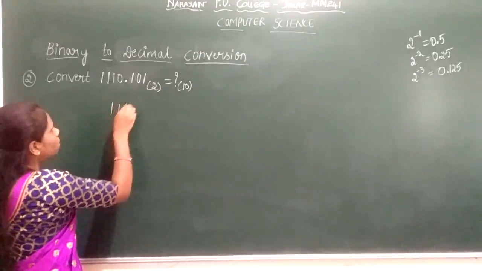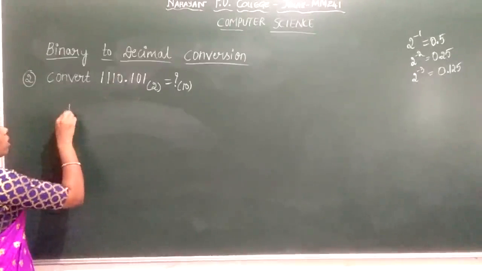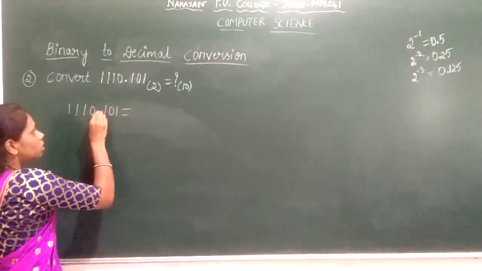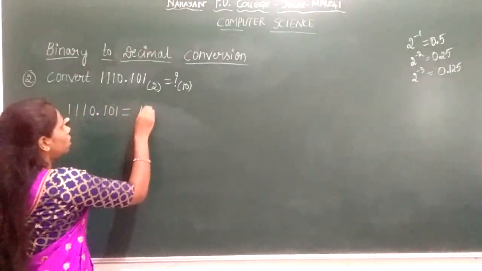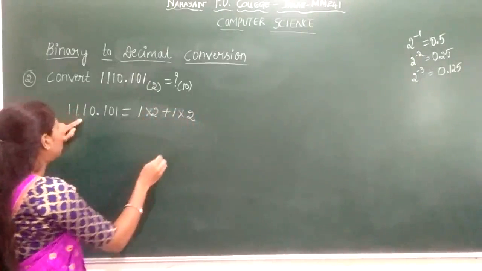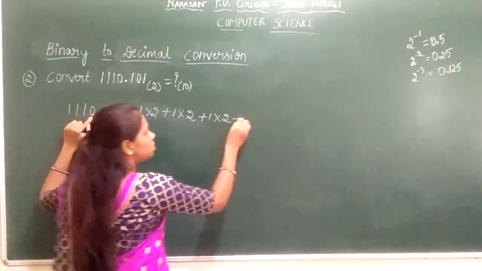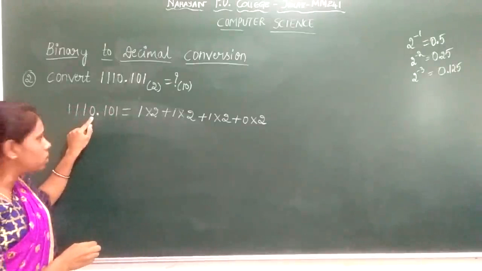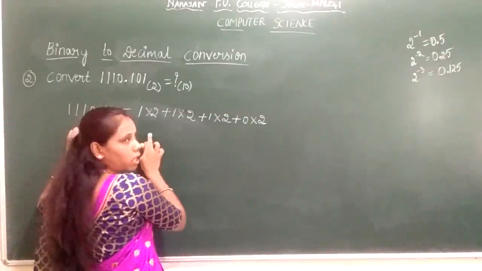Now take 1110.101. Now this is the integer part. Now I will start from this side only. That is 1 into 2 plus again 1 into 2 plus 1 into 2 plus 0 into 2. Now this is the end of the integer part. Now first you write down the positional values for the integer part, that is from right to left.